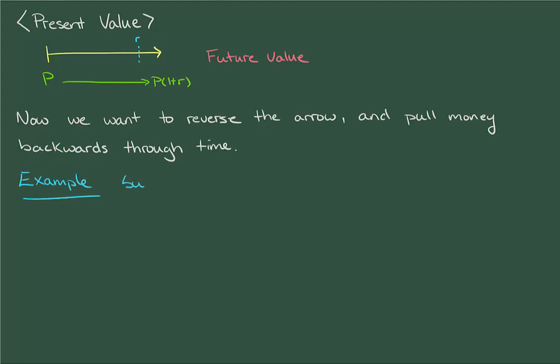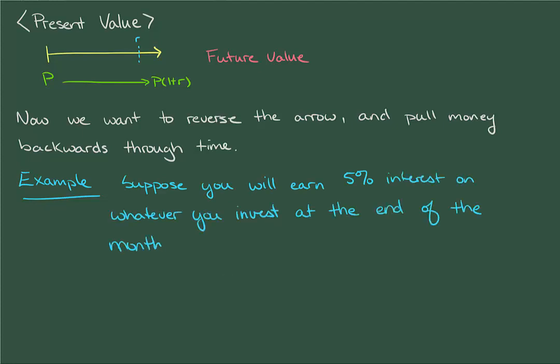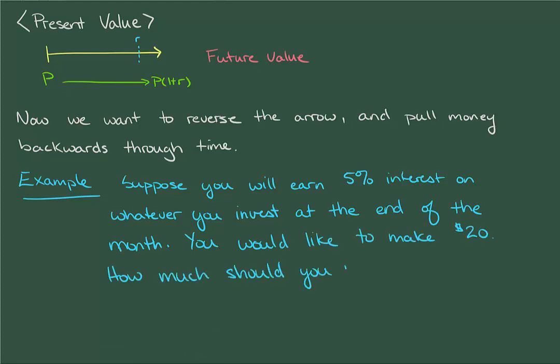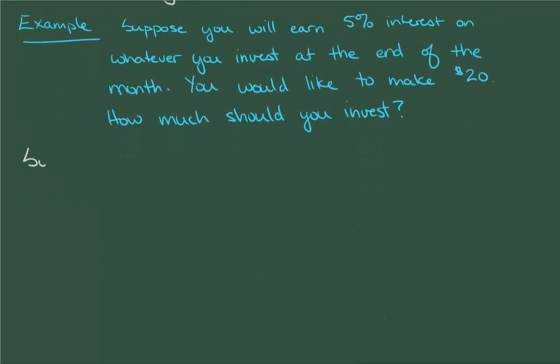So let's suppose that we earn 5% interest at the end of the month, and our goal is to make $20. So how much should we invest? So let's start by drawing the diagram, and it's going to be the diagram that we had above. We have this little compounding event here at 5%, and we want $20. So our question is, how much money should we invest in order to ensure that we achieve that $20 amount?